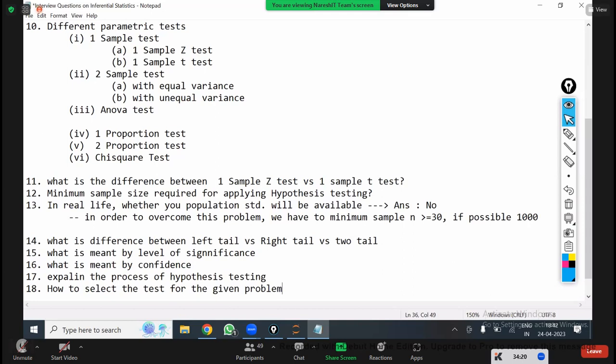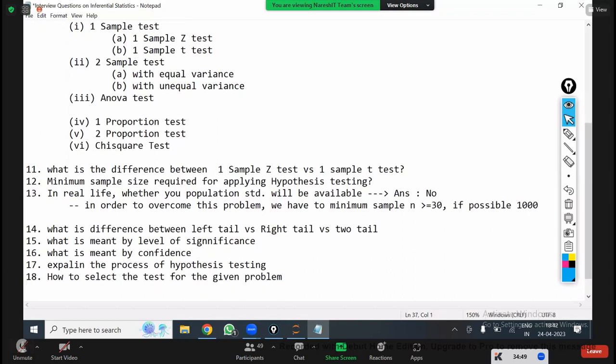Simple. Your null hypothesis statement says whether you are working on a continuous variable or a discrete variable. How to select the test? The answer is based on the null hypothesis. Whatever the null hypothesis statement is, based on that, we are going to select the test. For continuous variables, continuous tests, and for discrete variables, discrete tests. Right? Next one.